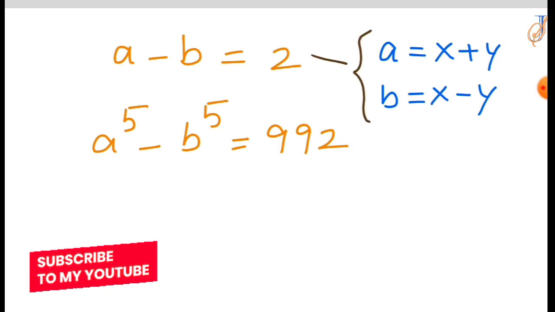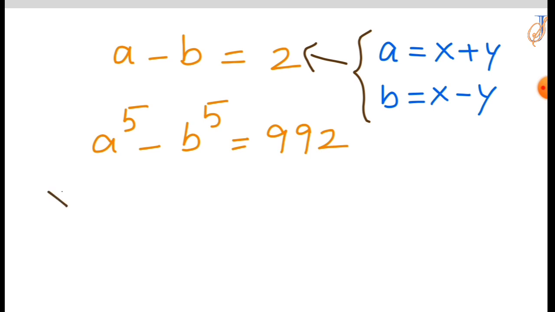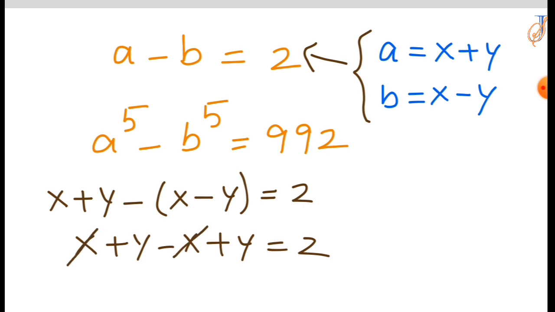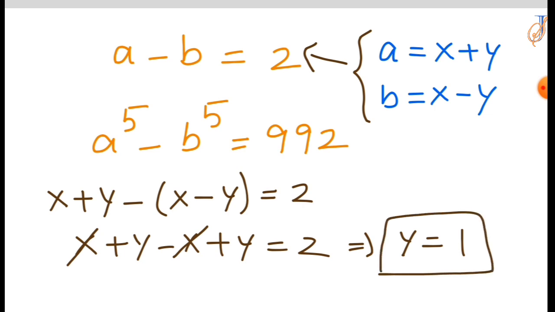These two values, if you substitute in the first equation, then our first equation turns into (x plus y) minus (x minus y) equals 2. Here plus x minus x gets cancelled. So 2y equals 2, so y equals 1. So we found the y value. Now we need to find the x value.